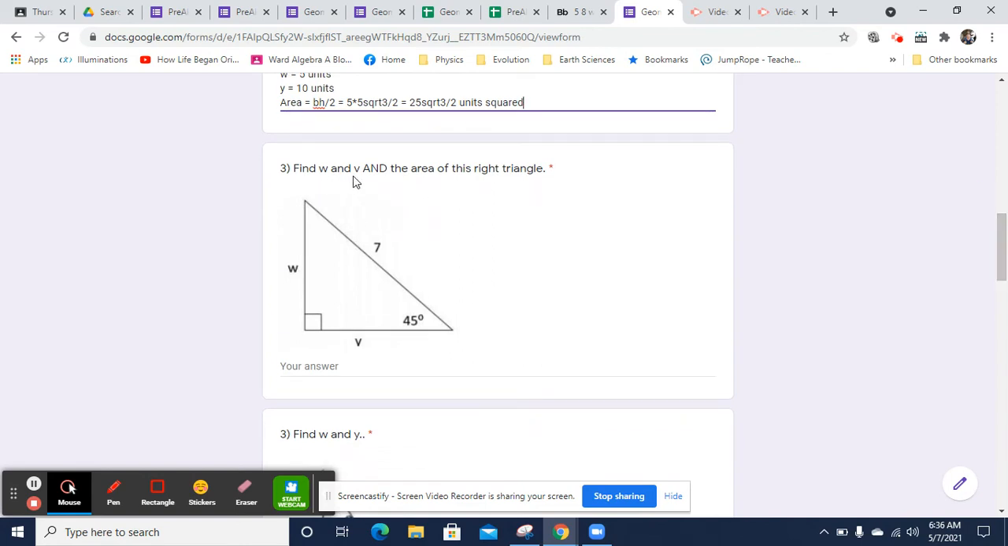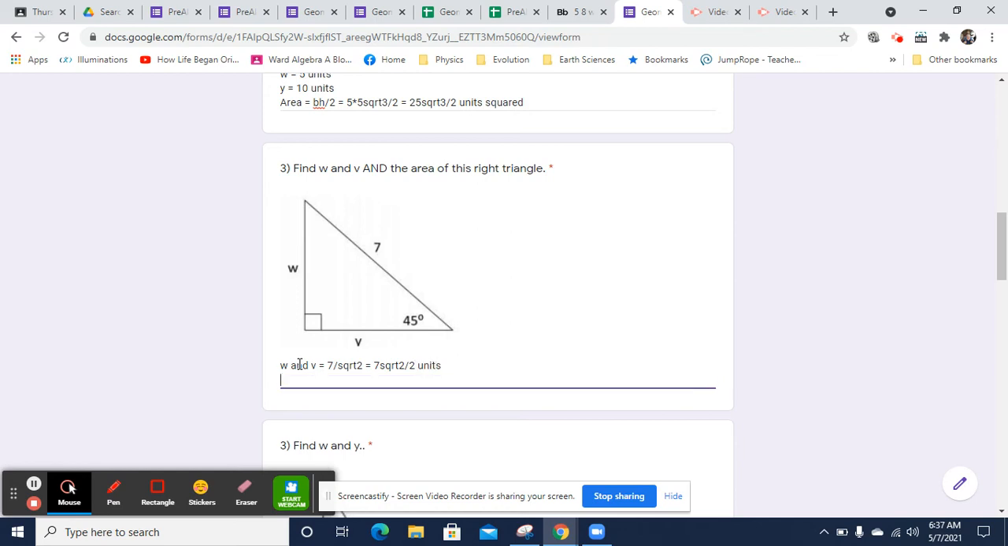So now we want to find W and V and the area of this right triangle. We got W and V, and we've got 7. So this is the times root 2 side, 1-to-1 to root 2. But since it's a 7, to get these, we have to divide by root 2. So W and V, in this case, are going to be 7 over the square root of 2, which, of course, is 7 square root of 2 over 2 units.